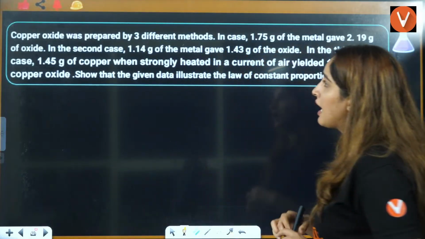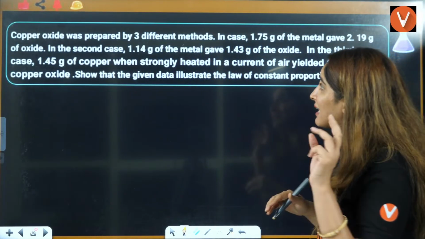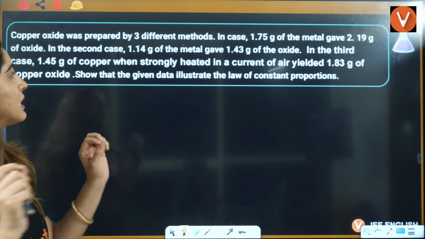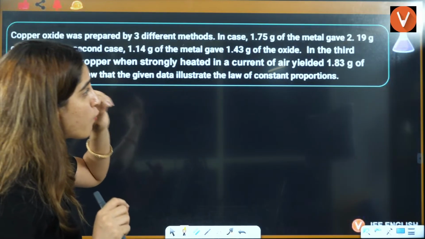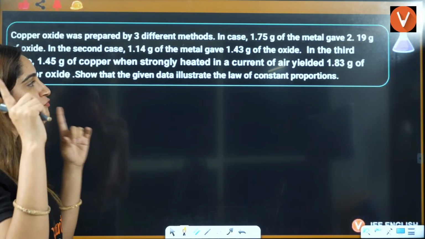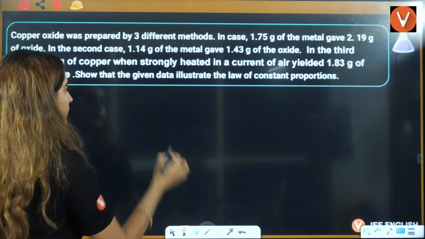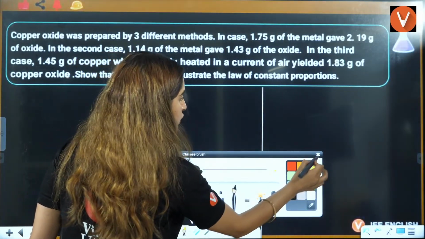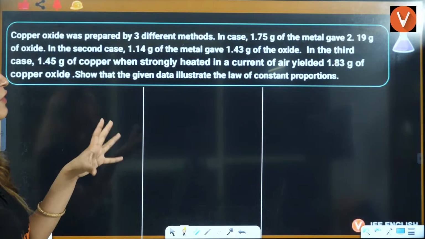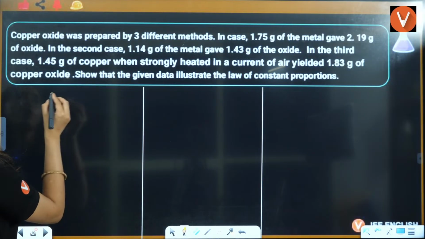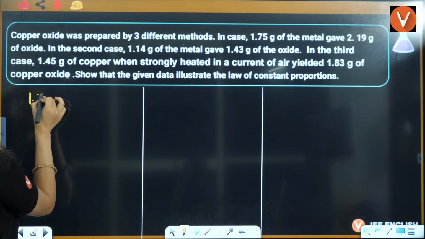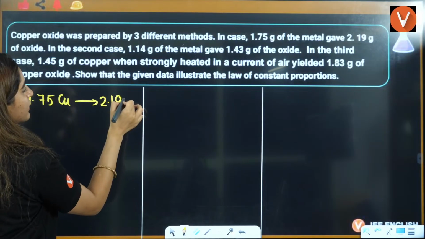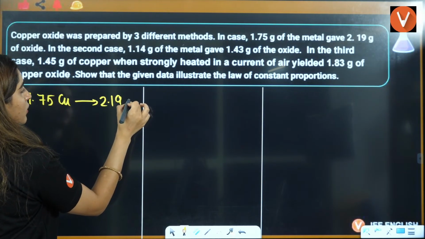Now let's talk about some questions based on this. The question is, copper oxide was prepared by three different methods. By three different methods we are preparing copper oxide. Three cases are given to us. In the first case, 1.75 gram of metal gave this much of oxide. 1.75 gram of copper will give you how much oxide? 2.19 gram of oxide.